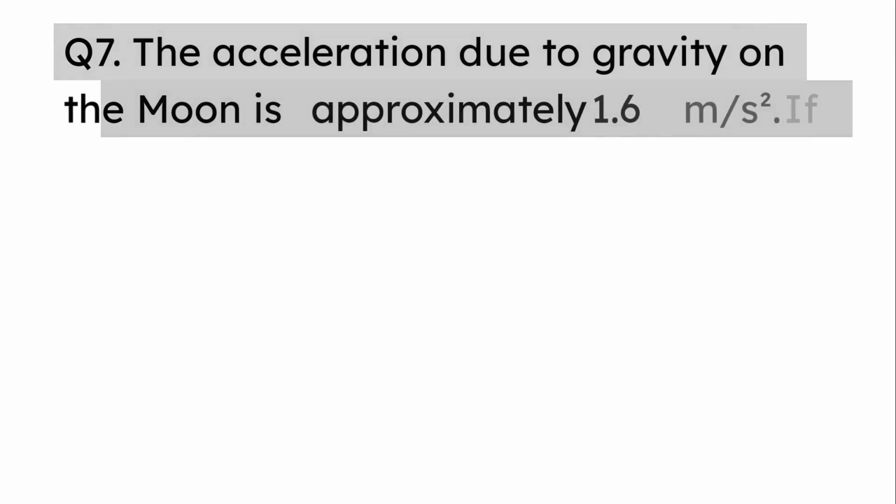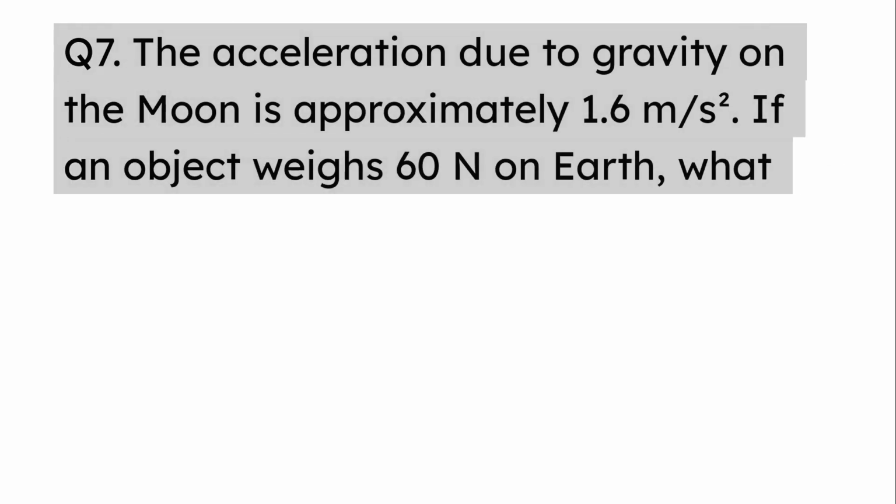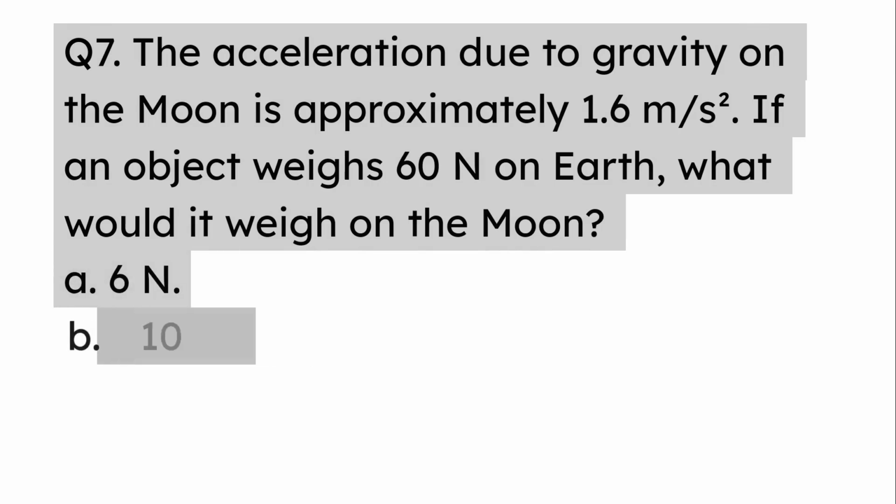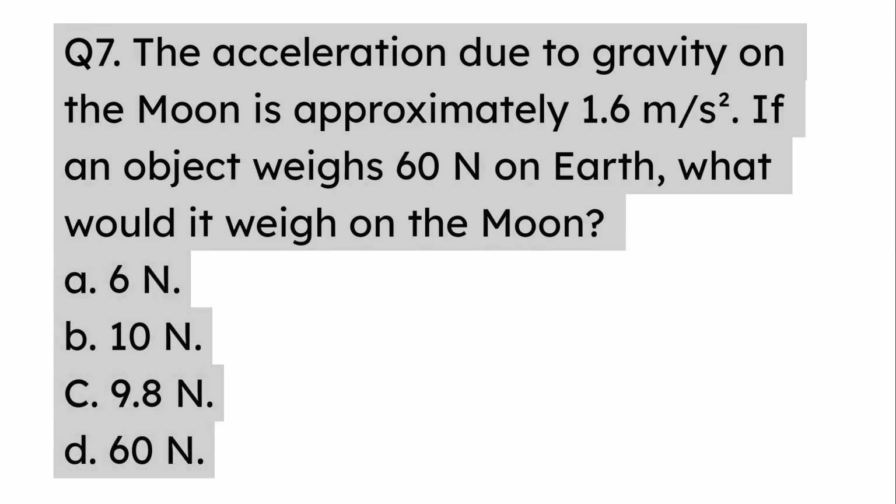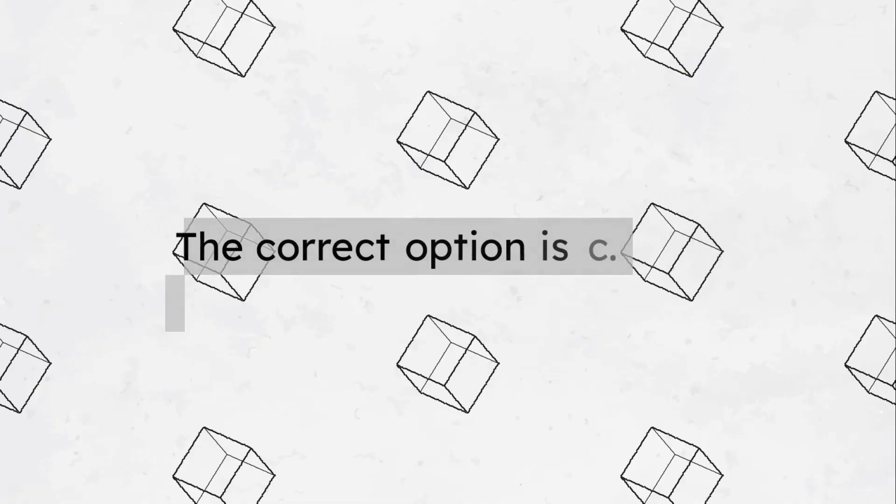Q7. The acceleration due to gravity on the moon is approximately 1.6 meters per square second. If an object weighs 60 N on Earth, what would it weigh on the moon? A. 6 N. B. 10 N. C. 9.8 N. D. 60 N. The correct option is C.